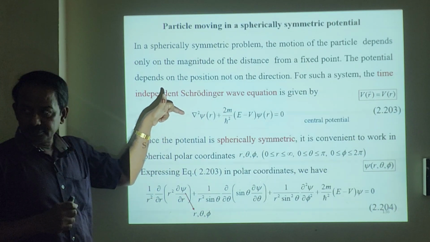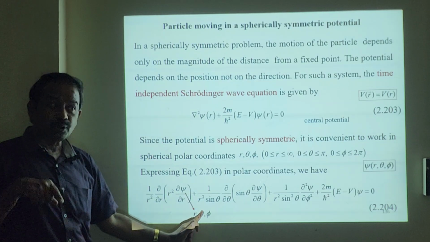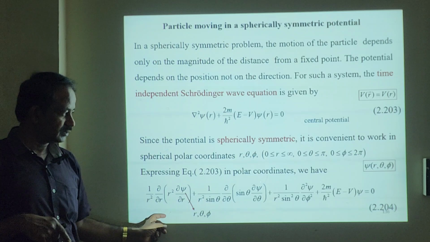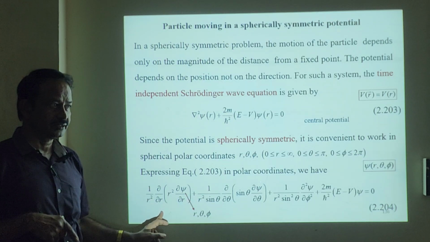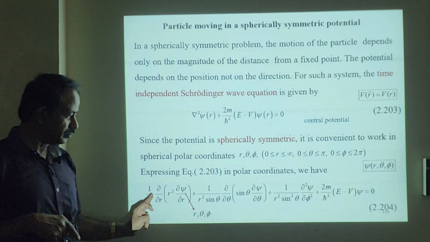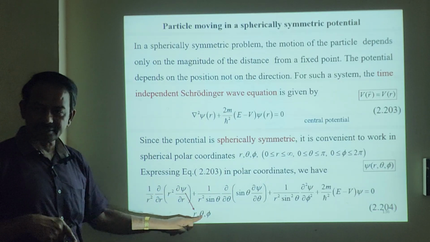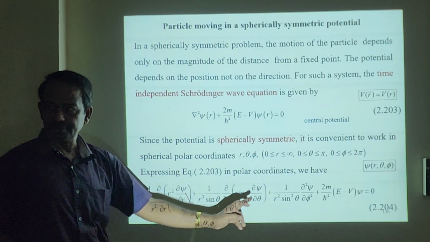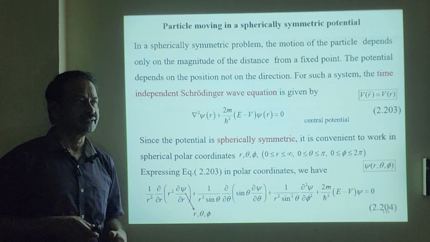So this Cartesian coordinate Schrodinger wave equation can be written in terms of polar coordinates exactly like this. Okay, this equation is in terms of polar coordinates. Now psi depends on r, theta, phi, here also, everywhere psi depends on r, theta, phi. Psi is a function of r, theta, phi.